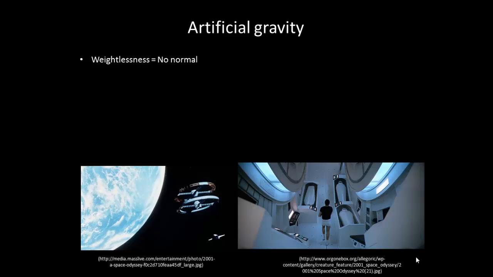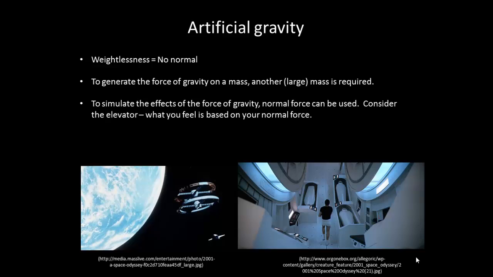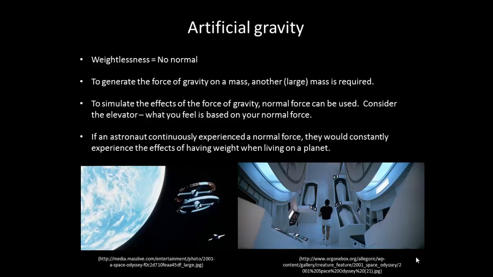Now, let's consider weightlessness. We've talked about this in this video already, that weightlessness is when you have no normal force. So if you're in the middle of space, you will feel weightless because you have no normal force acting on you. To generate a force of gravity, you need another large mass. But if you're in the middle of space, you can simulate the effects of a force of gravity by creating a normal force. So if you think back to the elevator example that we talked about earlier, what you feel is based on your normal force. So if an astronaut can continuously experience a normal force, they would constantly feel and experience the effects of having weight while living on a planet without actually being in a place where there is gravity.